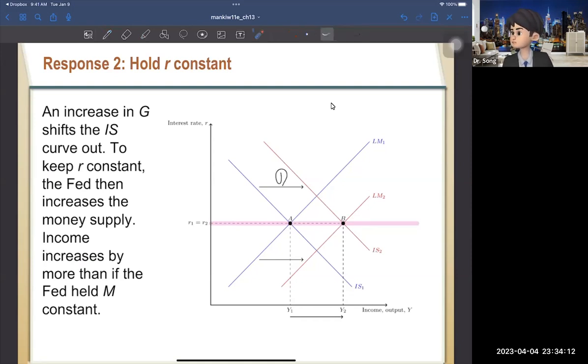So the IS curve shifts to the right from here to there. And we're supposed to have a higher interest rate here. So a higher interest rate, let's say RT, the temporary interest rate, and then higher output, YT.